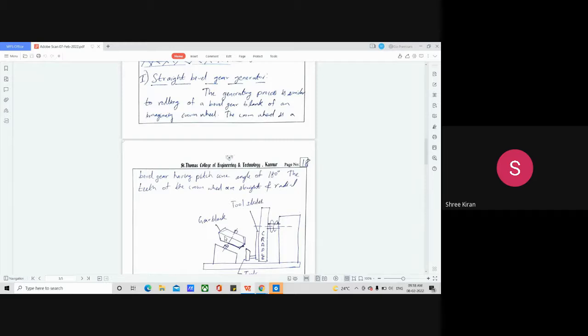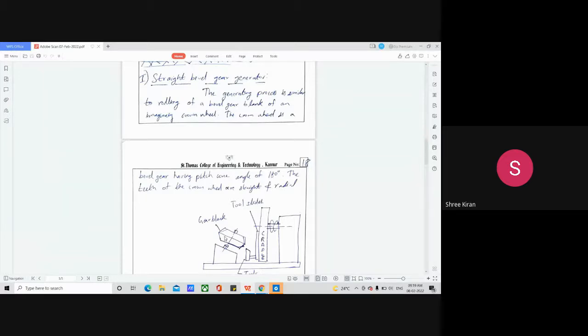In the case of a straight bevel gear generator, the generating process is always similar.